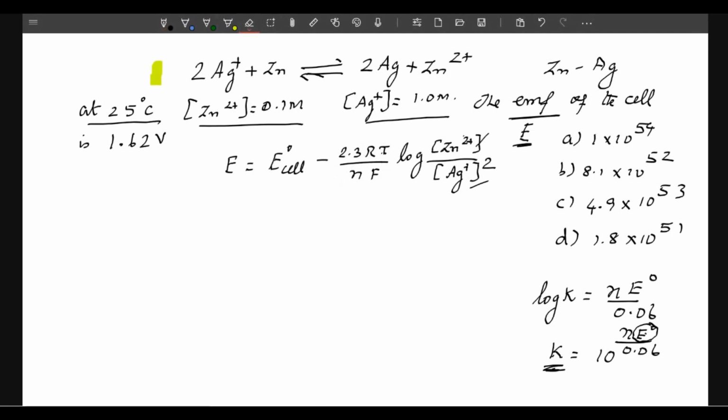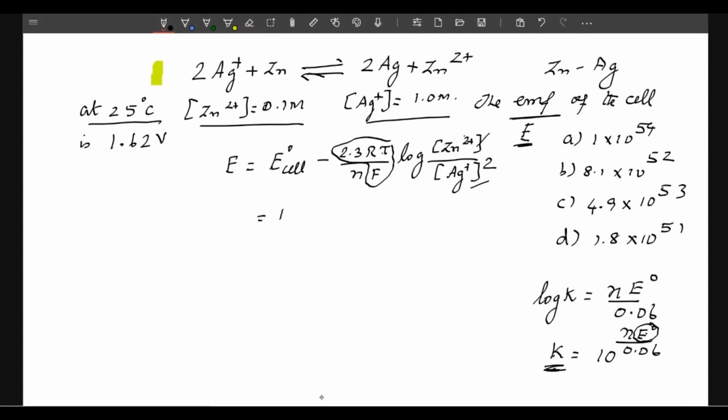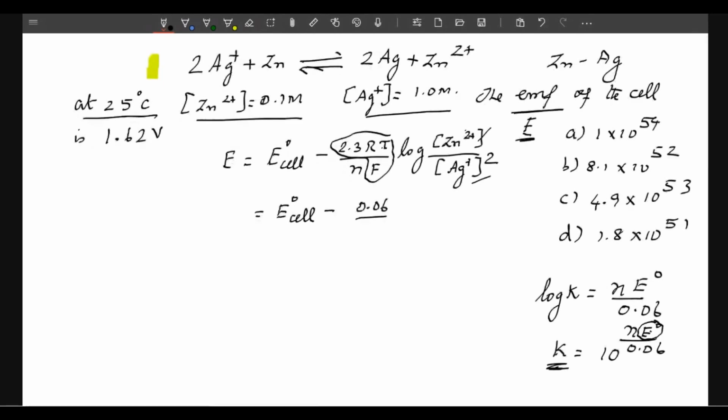You know the value of this one under standard condition. That is nothing but 0.06. Therefore, you can write this as E0 cell minus this is equal to 0.06 by N into log of concentration of zinc 2+, which is 0.1, divided by concentration of silver, which is 1, power 2. What is N?